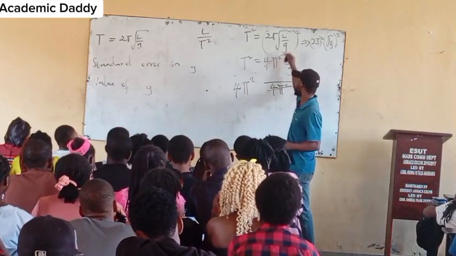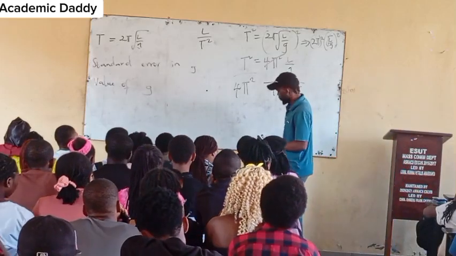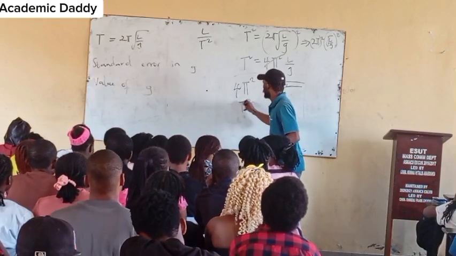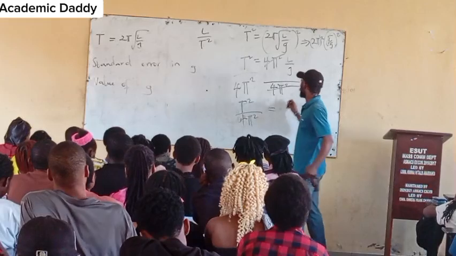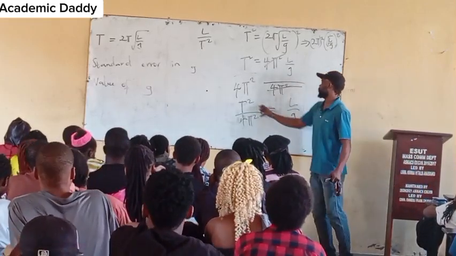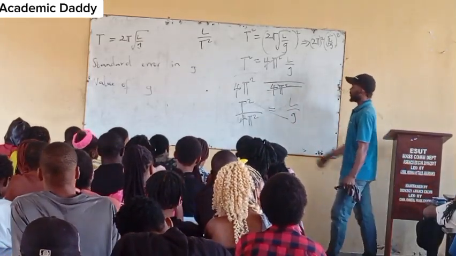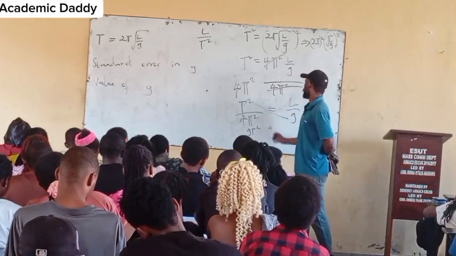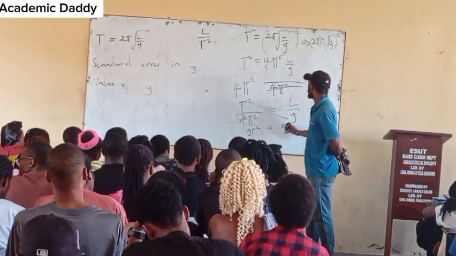That will get out. So this will now be T squared over 4 pi squared equals L over G. Is it not true? We can cross multiply, so that this becomes G T squared equals L over 4 pi squared.